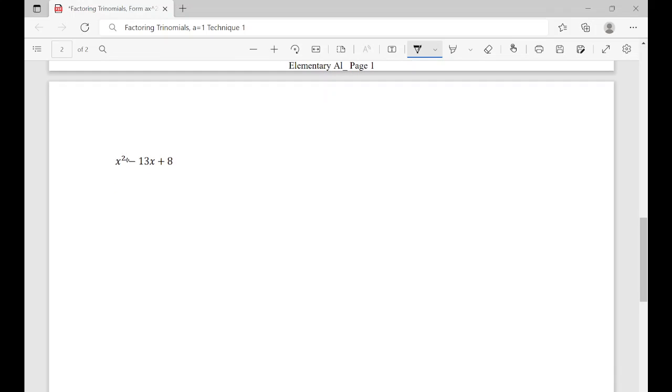Last, x squared minus 13x plus 8, no GCF. So again, I just find my c term, which is 8, and my b term, which is negative 13. So what times what gives me 8, but adds together to give me negative 13. So factors of 8: 8 and 1, 4 and 2. Can't think of anything else, so let's see. 8 times 1 is 8. 8 plus 1 is not 13, not even close. So get rid of it.